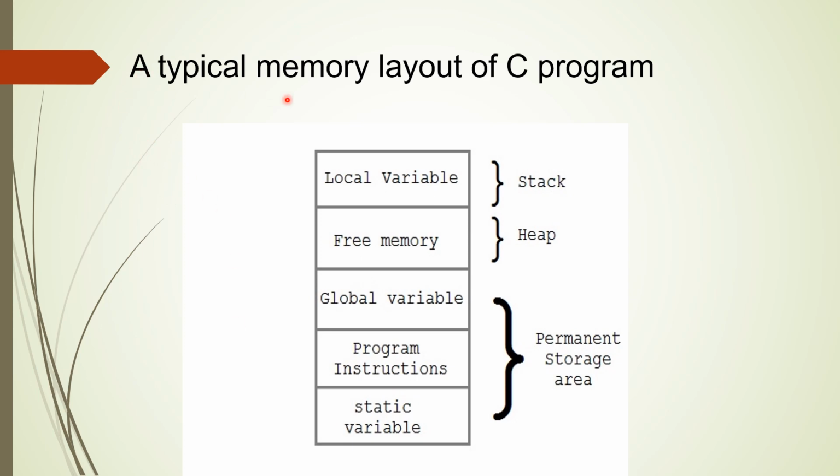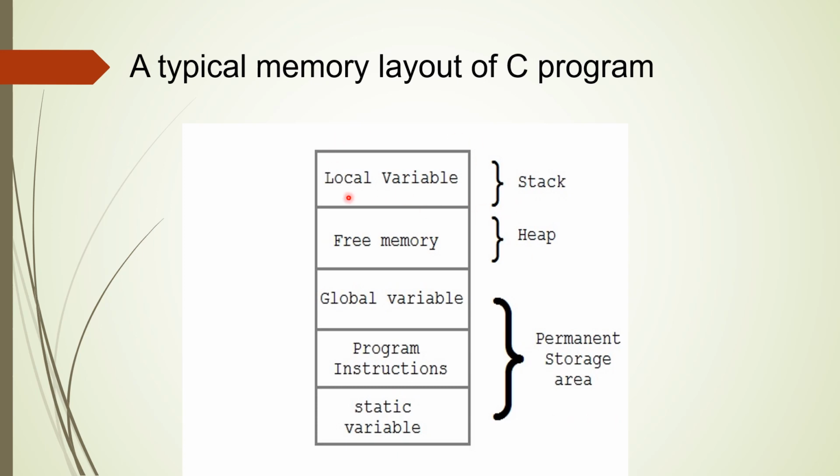Dynamic memory allocation. Before moving into the concept of dynamic memory allocation, let us understand how the typical memory layout of a C program looks like. The entire computer memory in a programming language will be divided into three parts. First part is stack, second part is heap, third part is permanent storage area.